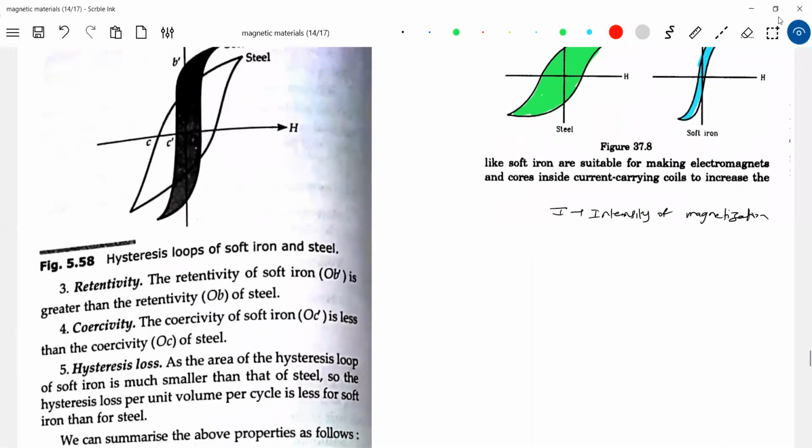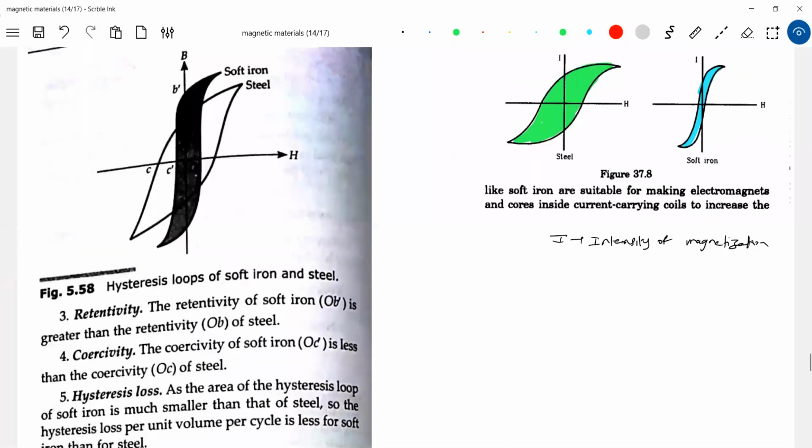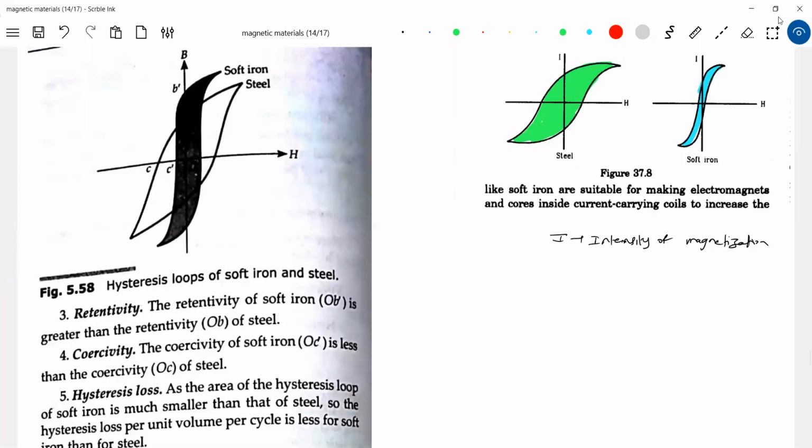Now the retentivity of soft iron is greater than that of steel. If you look at this, some data is available. Retentivity of soft iron is greater than the retentivity of steel. This is one piece of information. Coercivity of soft iron is less than the coercivity of steel. Coercivity means this. Retentivity R1, C1, R2, C2. Coercivity of which one is more? That of the steel is more. And retentivity of which one is more? Soft iron is greater than that of steel. Some of the books have given this data.